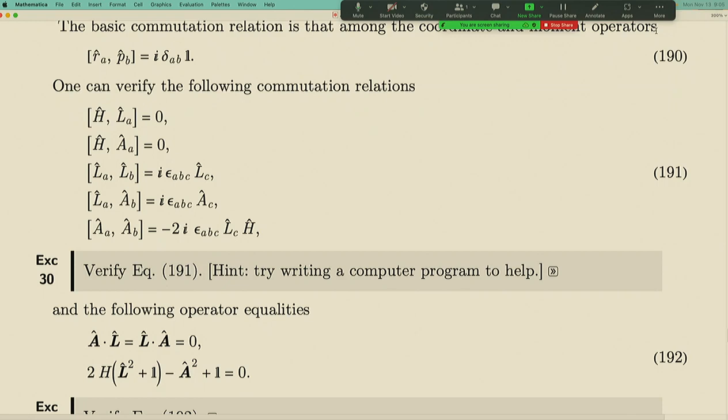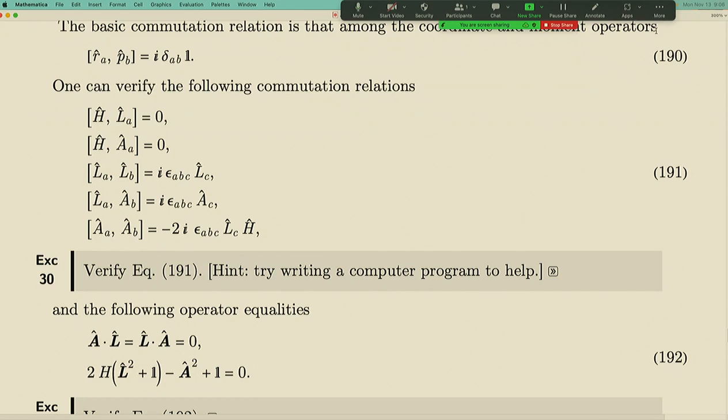And then from that, we can prove the following commutation relations. Of course, admittedly, it's not very easy to check, but I wrote a program to help you check that. And the physical meaning of this commutation relation, basically the first two says that the Hamiltonian commutes with each component of the L vector and the A vector.